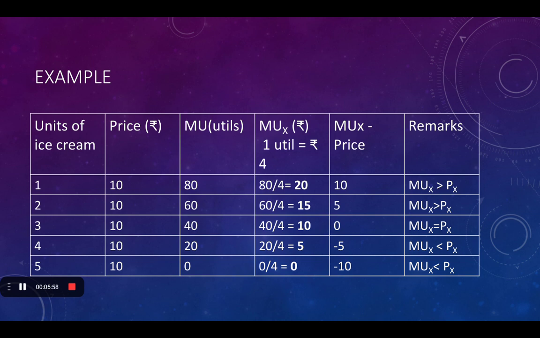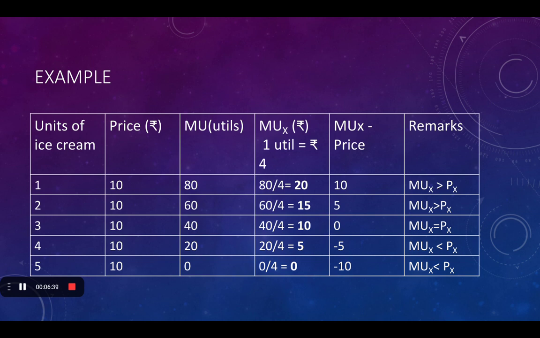In the fourth and fifth unit of consumption of ice cream, the consumer is getting the satisfaction of 5 rupees, whereas he has to pay 10 rupees at the fourth level of unit of consumption. So he is having less satisfaction than what he has to pay. In the fifth unit, the price he has to pay is 10 rupees, whereas his satisfaction is 0, and thus he has negative satisfaction. In the first 2 units of consumption, his satisfaction is higher than price.